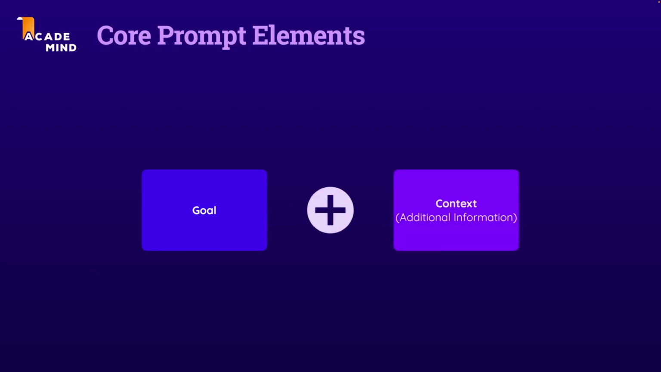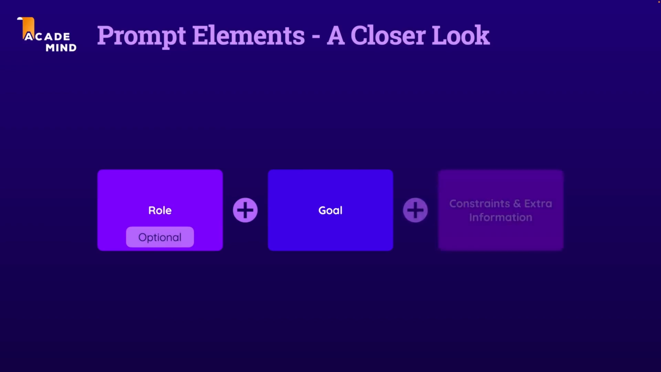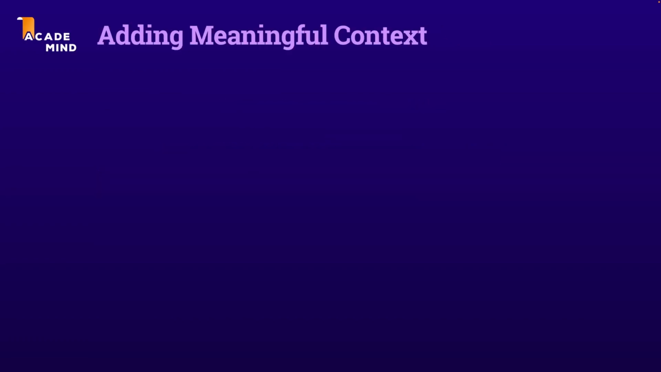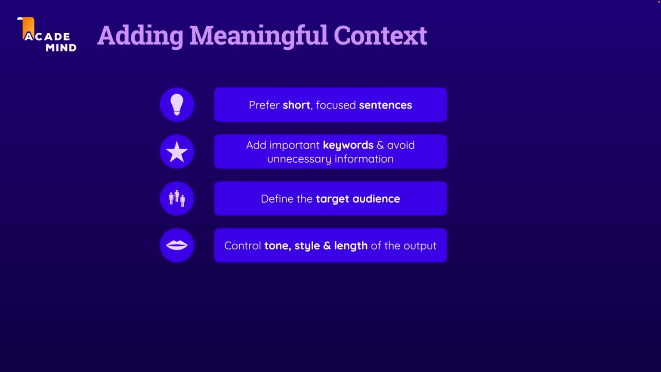combining a goal with context, with some extra additional information. For example, with a role and then all the other extra constraints and extra information that might allow ChatGPT to provide a better response. You learned that you should try to write your prompt by combining short, focused sentences that contain any relevant information and keywords that might be required, but should avoid unnecessary information. You might want to consider defining your target audience, the tone, style, and length of the target output, depending on what your prompt is all about, of course.